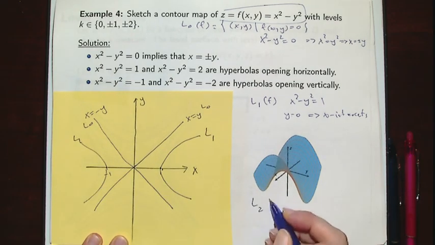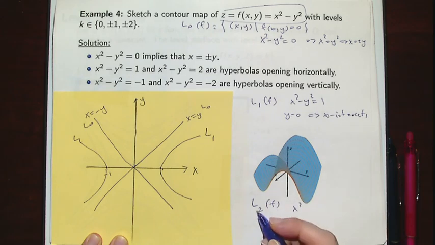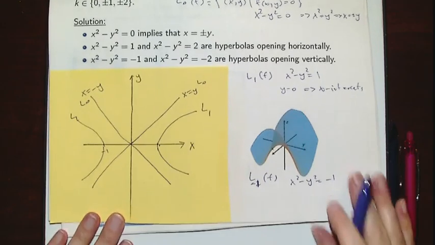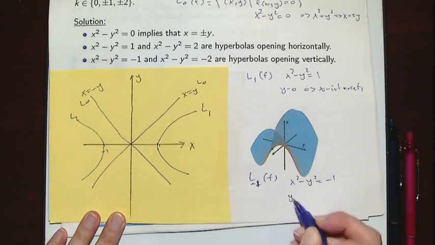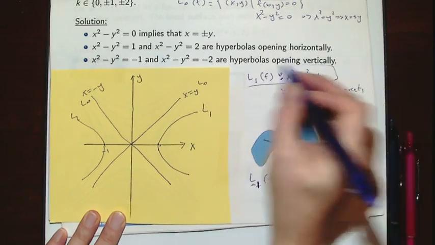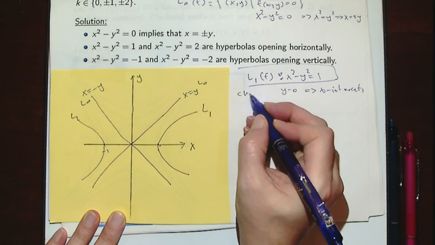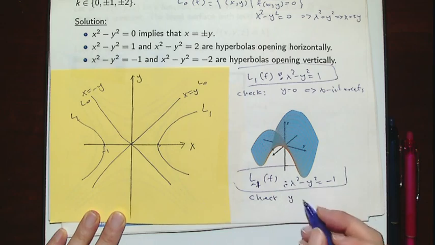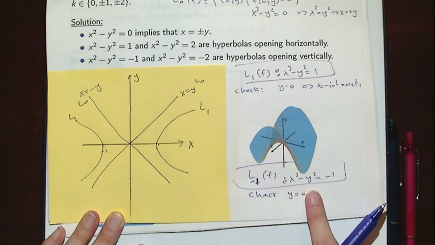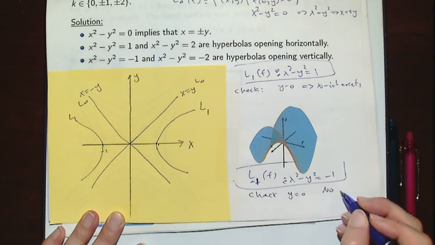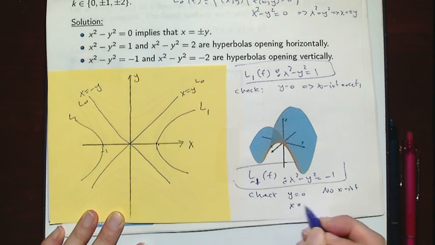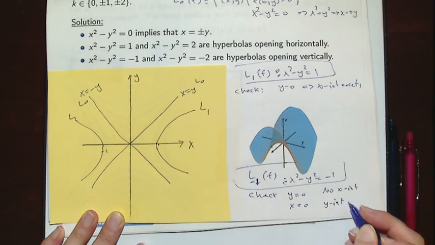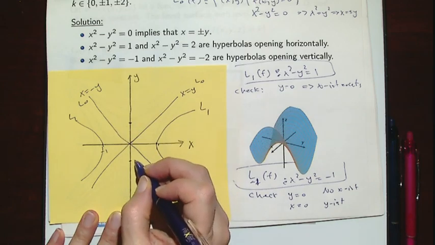Now, what about L -1 of f? This is what you're solving, and I'm checking. If I set y equal to 0, is there an x-intercept? No x-intercept. Is there a y-intercept? Y-intercepts exist. And that's 1 and -1.